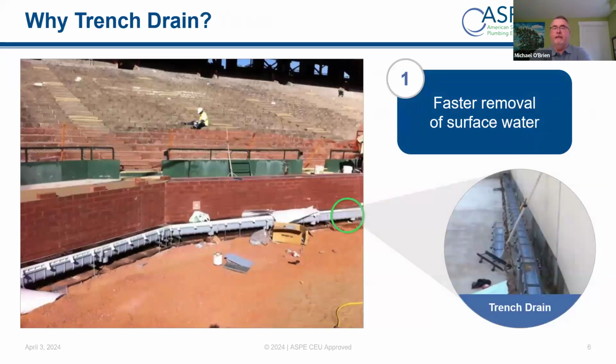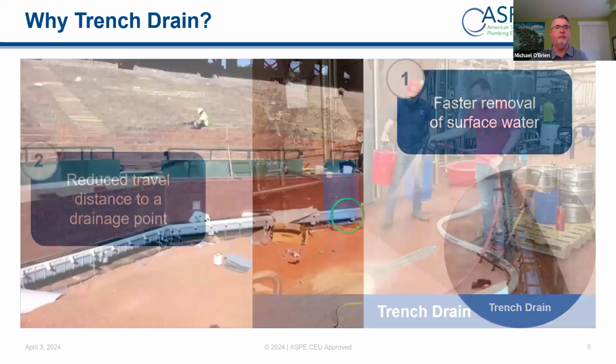So why trench drain? Two main reasons. First is the faster removal of surface water. In outdoor sporting facilities, amphitheaters, courtyards, walkways, swimming pools, factory floors, anywhere where water could cause a hazard and you want to have it removed as quickly as possible, a trench drain is a very good solution.